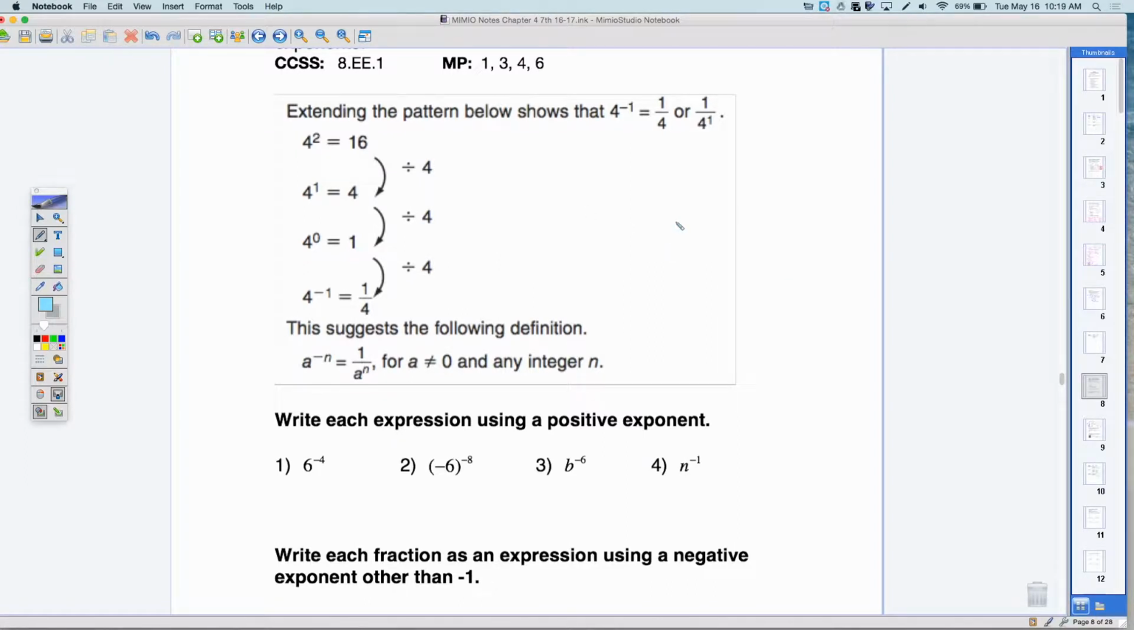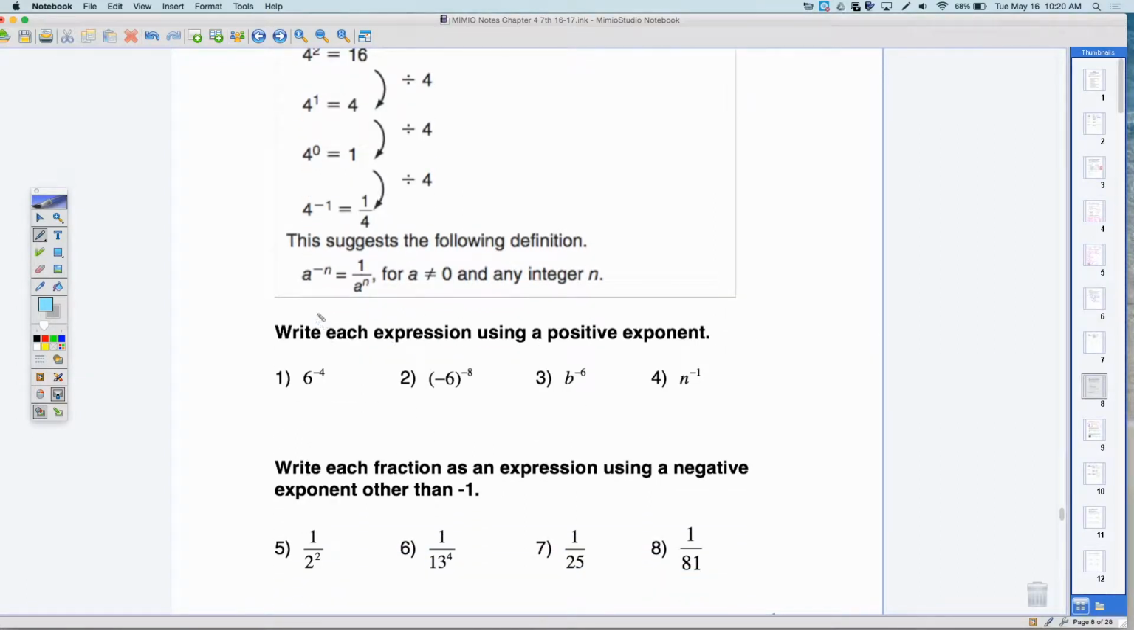Extending the pattern below shows that 4 to the negative first power is equal to 1/4, or 1 over 4 to the first. So 4 to the second power is 16, 4 to the first power is 4, 4 to the 0 power is 1. You can see that this is repeated division. We divide 16 by 4, we get 4. Divide 4 by 4, we get 1. And 4 to the negative first power is 1/4, because if we take 1 divided by 4, we get 1/4. This suggests the following definition: a to the negative n power is equal to 1 over a to the nth. Your a cannot be 0, you cannot have 0 in the denominator, and you can have any integer for n.